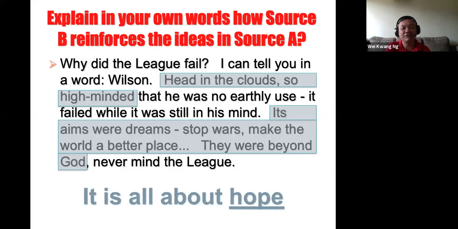B and A is very, very interesting. A is about hope. B, which is this one that you're seeing now, is about false hope. So one is really thinking too highly about the LON. That is why these two sources are very, very different, and you will notice that they are very contradicting views about the LON.